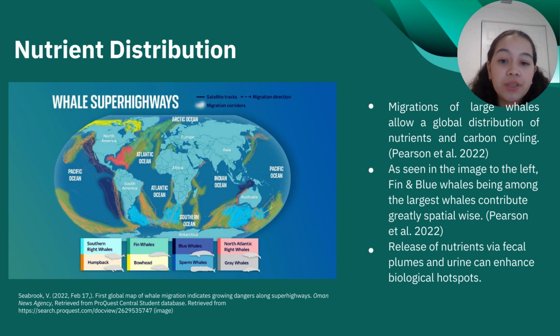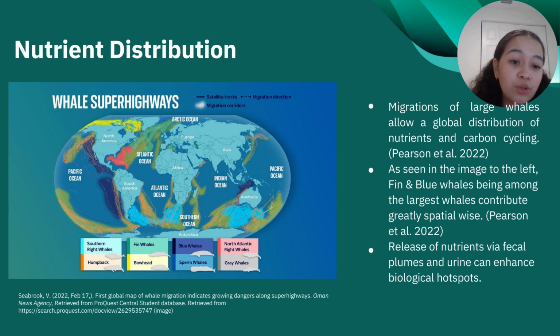When we talk about nutrient distribution, I've posted a picture to the left to show the migratory patterns of large whales. As you can see, there are many colors throughout the map, but the colors that stand out most are yellow, green, and dark blue. This is attributed to fin, bowhead, and blue whales, which have the largest migratory patterns in large whales, and you can see how their movement contributes to global distribution of nutrients and carbon cycling. So they have the largest spatial nutrient distribution in whales.